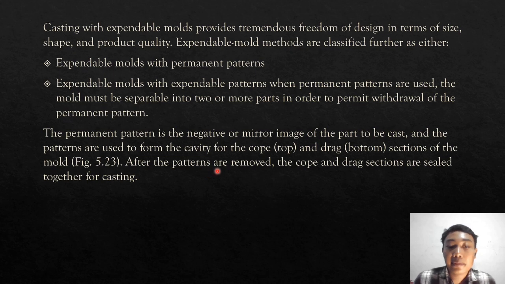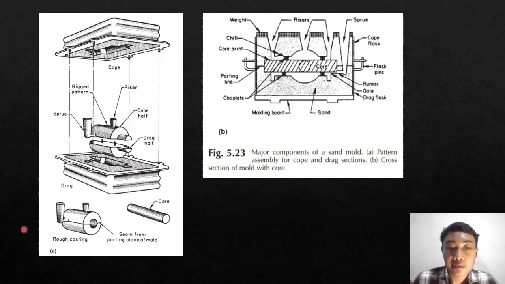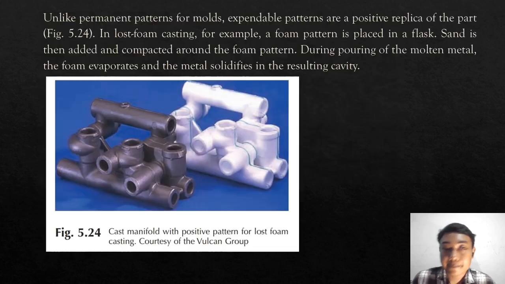After the patterns are removed, the cope and drag sections are sealed together for casting. Next, this is picture 5.23, a major component in sand molding. A, a pattern assembly for cope and drag, assembled like this. B, a cross section of the mold with core, like this. Unlike permanent pattern molds, expendable patterns are a positive replica of the part.